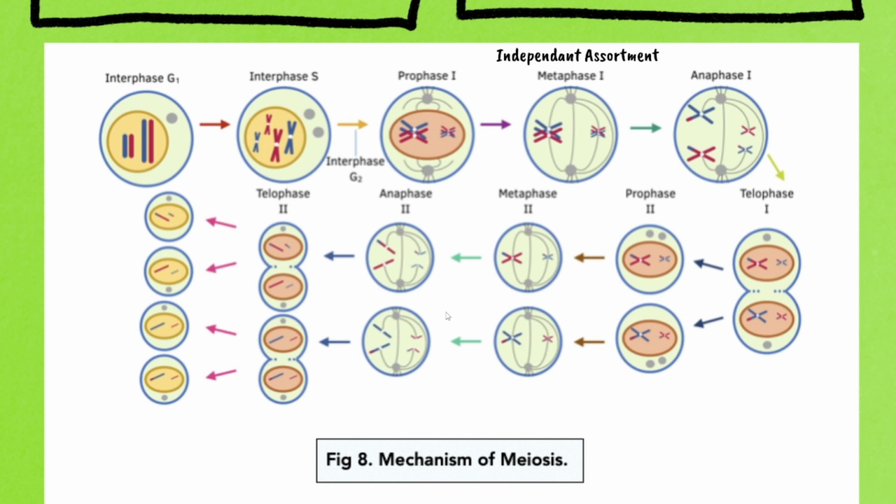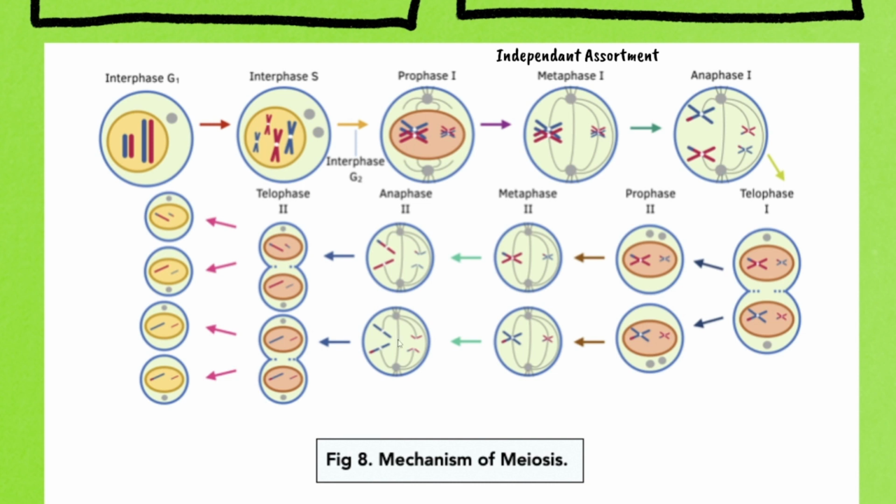So, prophase one, metaphase one, anaphase one, telophase one, then prophase two, metaphase two, anaphase two, telophase two. This is completely different, okay? The first step taking place here is a diploid cell, and in a diploid cell, there is a complete set of chromosomes. A haploid cell, which is the result of meiosis, has an incomplete set of chromosomes.